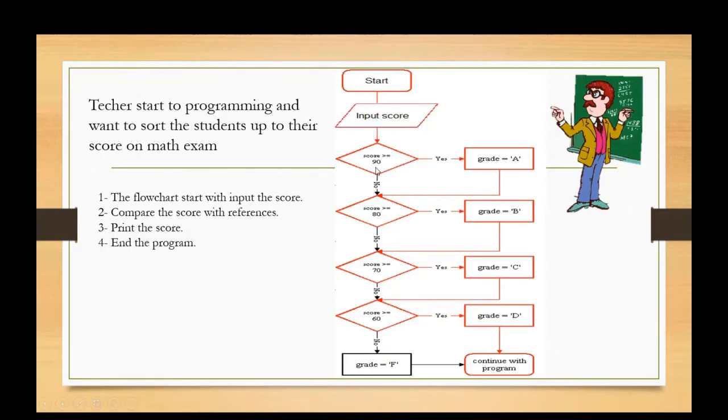If score is greater than or equal to 90, if yes, it is grade A. If no, you go to compare the score with 80, greater than or equal to 80. If yes, grade B, and so on until you get score greater than or equal to 60 and give it grade D, and continue with the program, and this is grade F if smaller than 60.